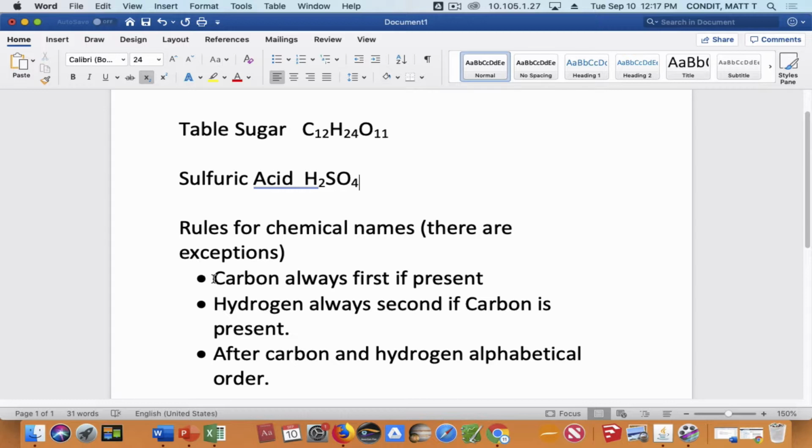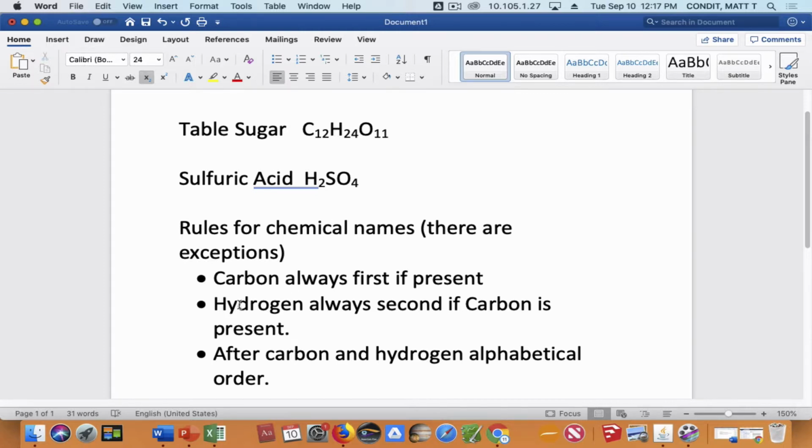It's kind of the atom glue that holds together all living material. And hydrogen is always second. So you can see in table sugar we have carbon and hydrogen, so carbon came first, hydrogen came second, and then we had the oxygen.